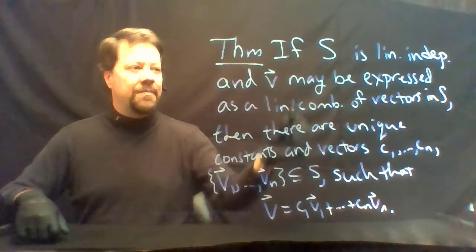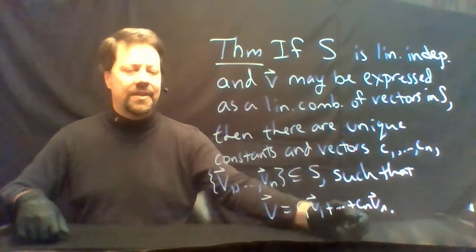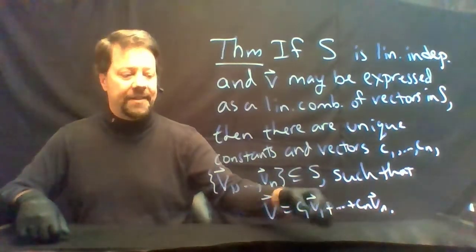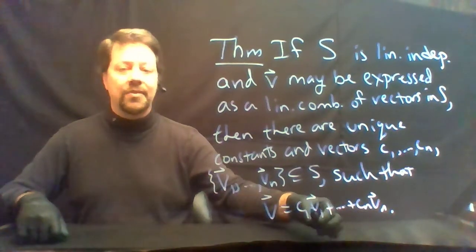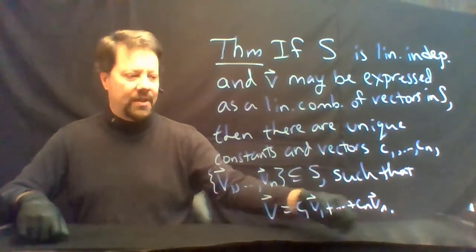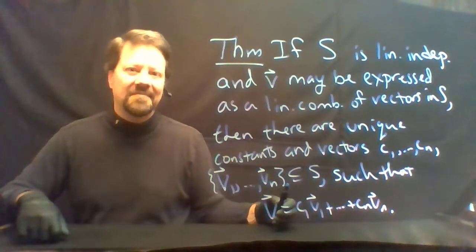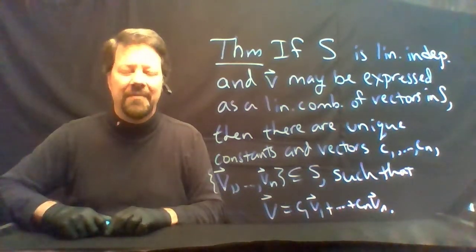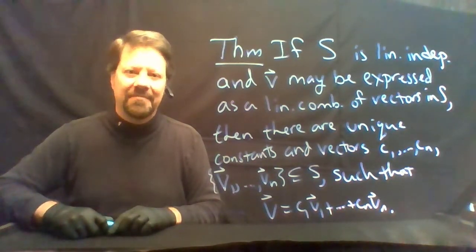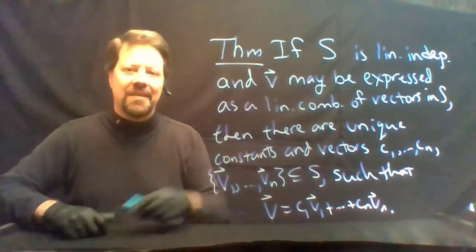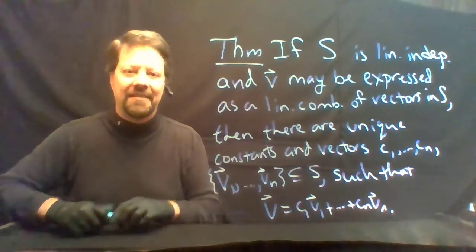We've already assumed that v may be expressed as a linear combination of vectors in S, so it's not surprising that we can express v in this form. What's surprising is that there's only one way to do it, one choice of the vectors and one choice of the constants. The proof is in some ways a typical uniqueness proof. To prove there's only one of something, you suppose there are two, and then prove, in fact, they have to be the same.